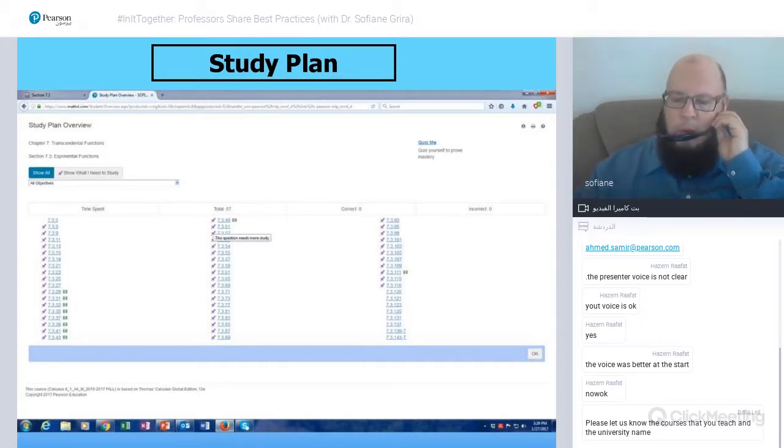In the study plan, all the students have the same study plan. But when they do the homework, the students will make different mistakes. So the system will update the study plan of each student according to his mistakes. When this update is done, this icon will be shown to the student. It means that for this question, you made a similar mistake in the homework or in the exam, so you need to work on this question.